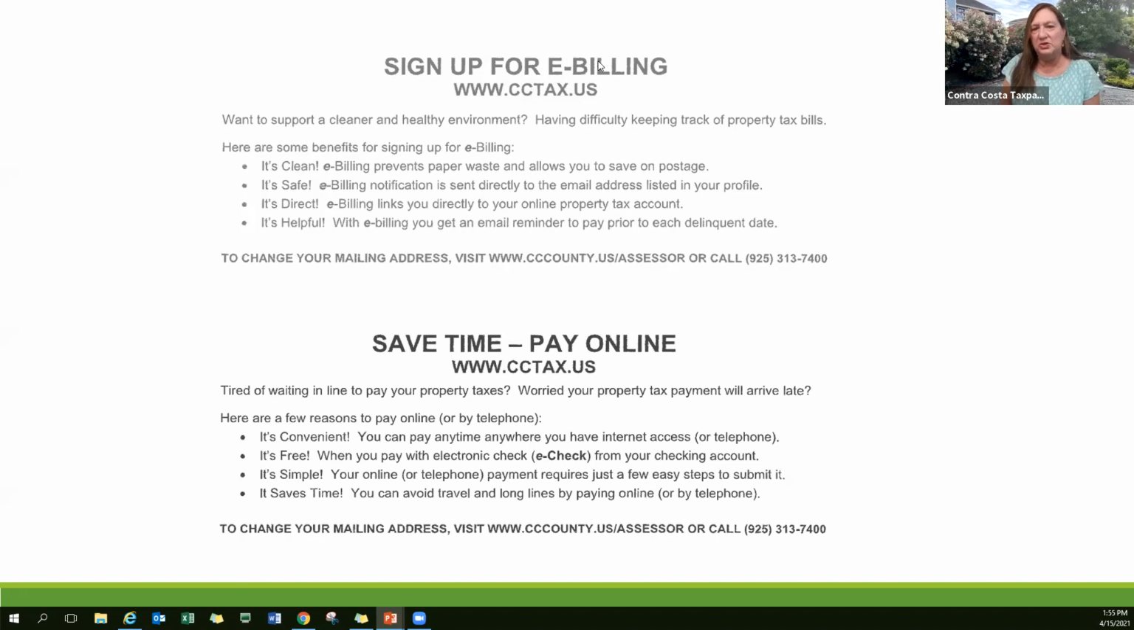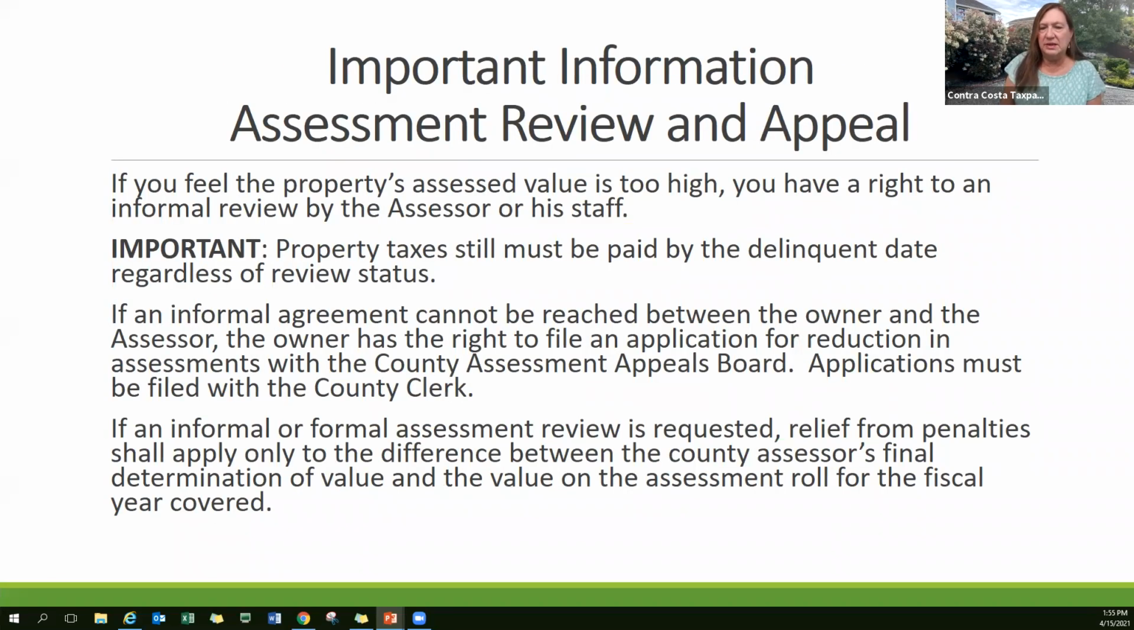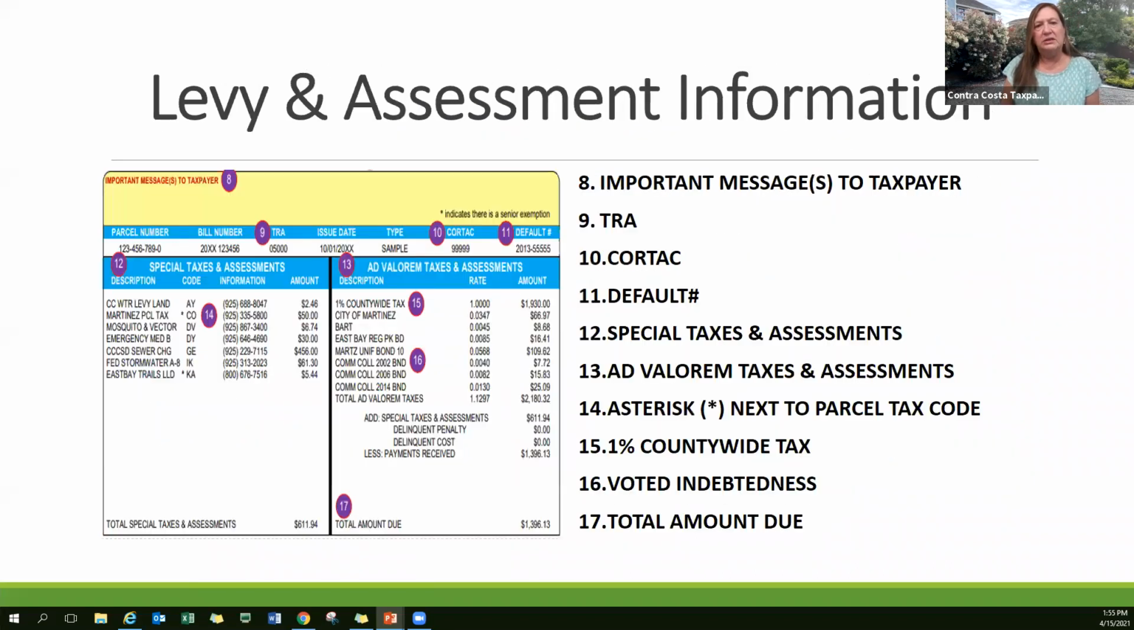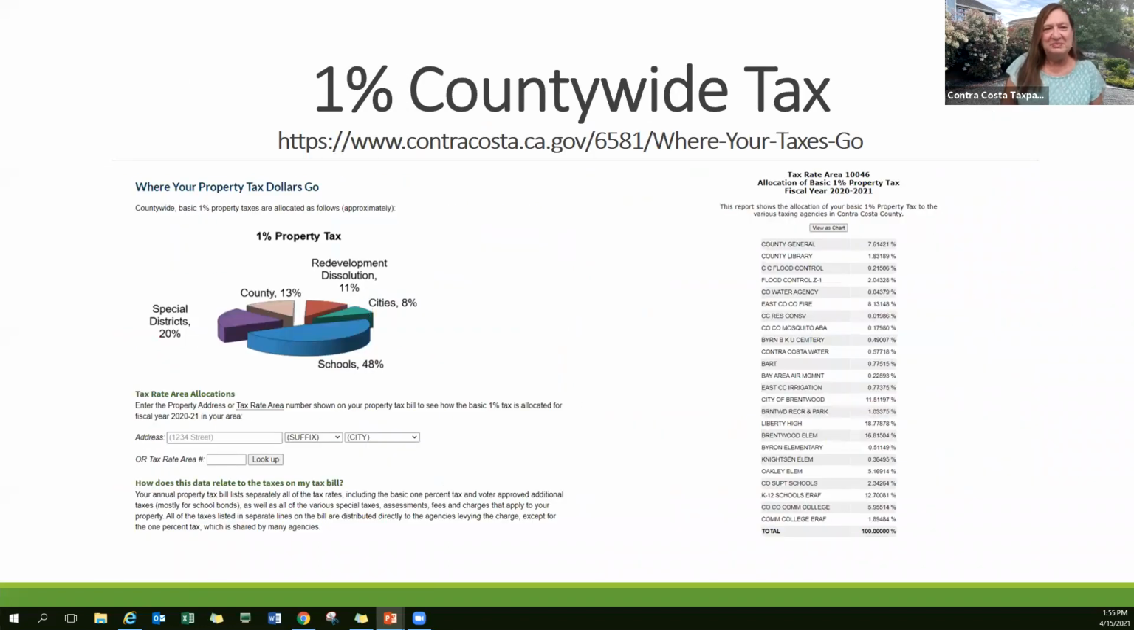I want to go back for just a moment to the slide on the tax rate area, if you can. That's something that we here at Contra Costa Taxpayers Association hear a lot. Yeah, the 1% countywide tax. Let's see. And there it is. If you were to go online, you could see a copy of your tax bill at the Treasurer Tax Collector's office. It's on the same website, but it's a different link. It's from the Treasurer Tax Collector's homepage.